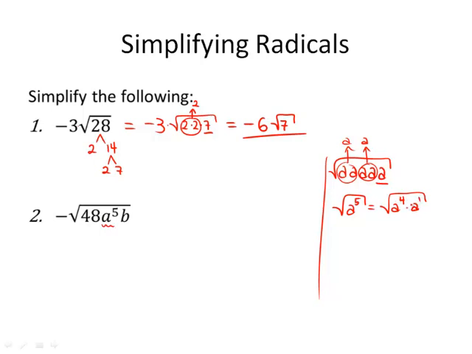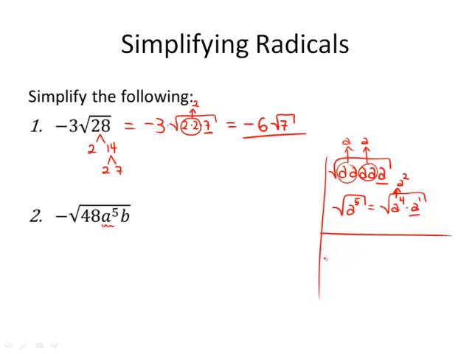So justify that in your mind, that yes, you can write the 5 as a 4 and a 1. Now, every even root will actually become halved, because how many pairs are in 4? Well, there's 2 pairs. So 2 a's came out. And then we have 1 a left inside. So that's how you can deal with higher powers.